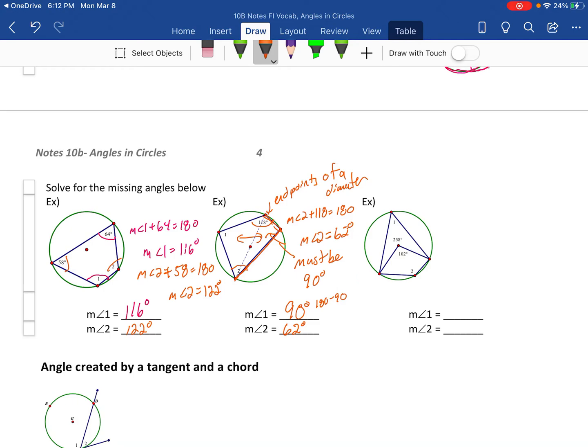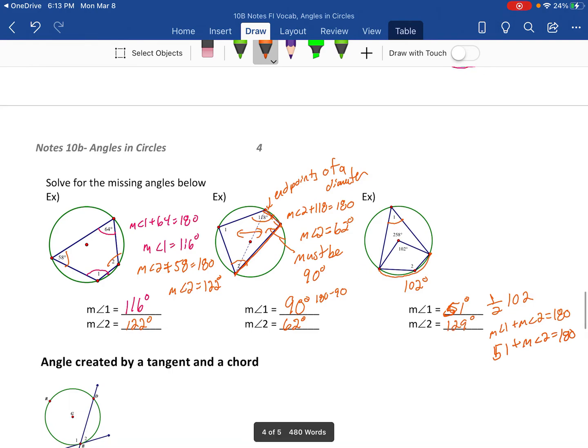This last little example for this one here is I don't know the measure of angle 1, but I know the measure of this arc is 102. So I know that the measure of angle 1 must be 51 degrees because that's 1/2 of 102. So that's 51 degrees. Sorry, that should be a 5. And then the measure of angle 2, well, I know that the measure of angle 1 plus the measure of angle 2 is equal to 180. Since I know the measure of angle 1 is 51, then the measure of angle 2 must be 129 degrees.